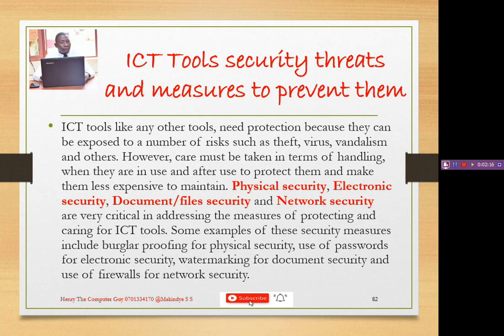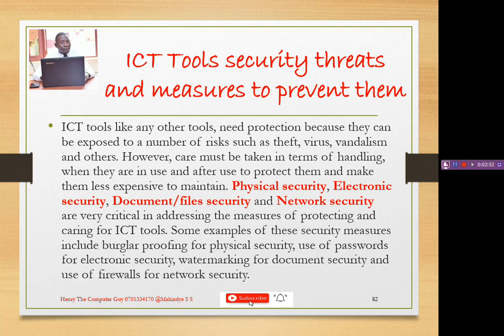And they're telling us that we have what we call physical security. That means physical, something that has to be seen. That is the physical security. We have the electronic security. We have the document or file security. How can we keep our documents on our computer secure? And lastly, the network security. You're using a network, how can you prevent some people from accessing your computer through that network?